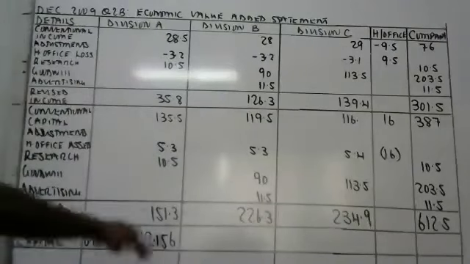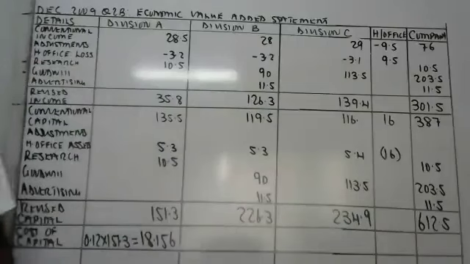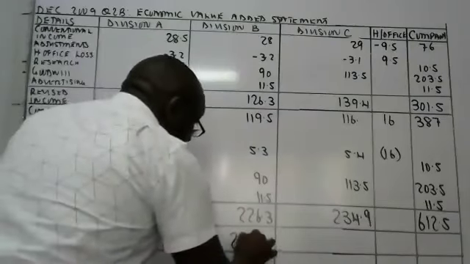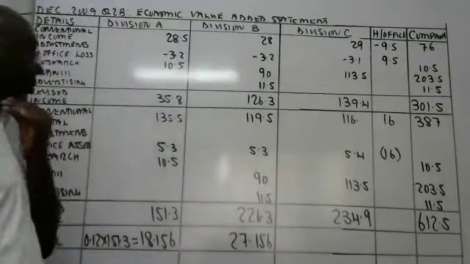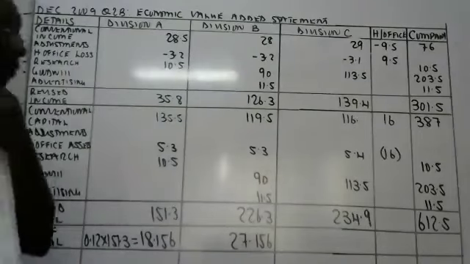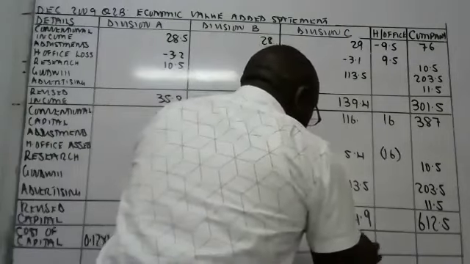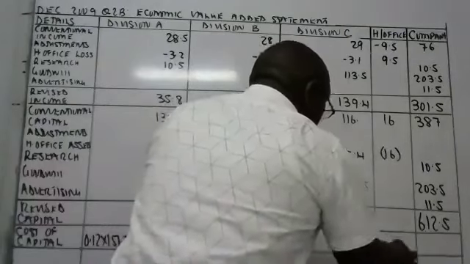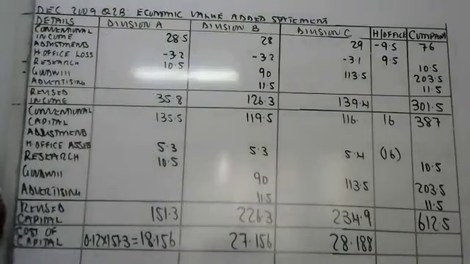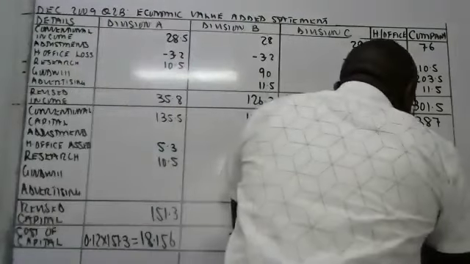156. I do the same, give me 12% of this. 27.156. 28.188. Na hapa mwisho 17. 3.5.